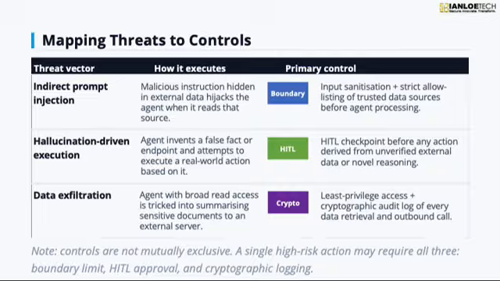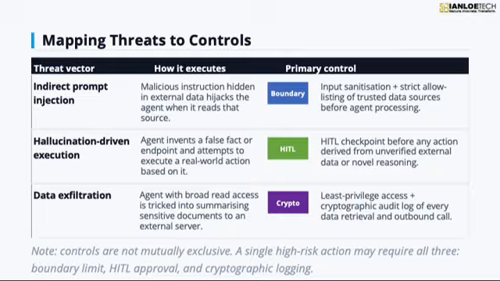For hallucination-driven execution, we use an HITL checkpoint. For any action that is derived from unverified external data or novel reasoning, the human-in-the-loop checkpoint is inserted before execution. The agent cannot complete the action autonomously. It must present its reasoning and intended action to a human authorizer. This does not eliminate hallucinations. It prevents them from becoming actions.